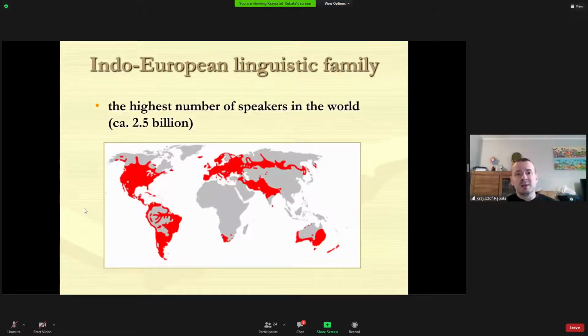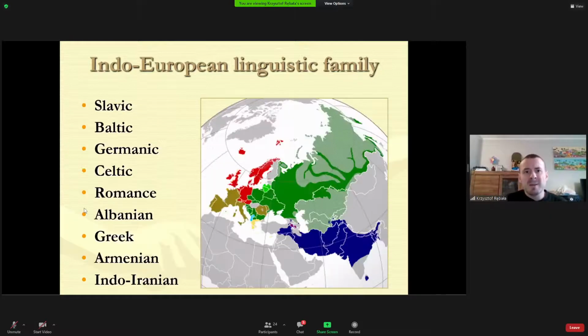Okay, just to introduce you to the topic, there is a family of languages spoken in the world which is called the Indo-European linguistic family. This linguistic family has the highest number of speakers in the world. Approximately 2.5 billion people in the world speak the Indo-European languages. These Indo-European languages are divided into different branches: Slavic languages, Baltic languages, Germanic languages, Celtic languages, Romance languages.